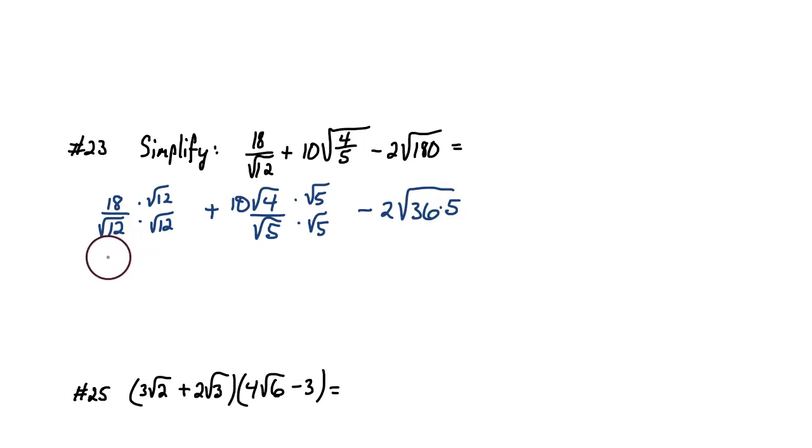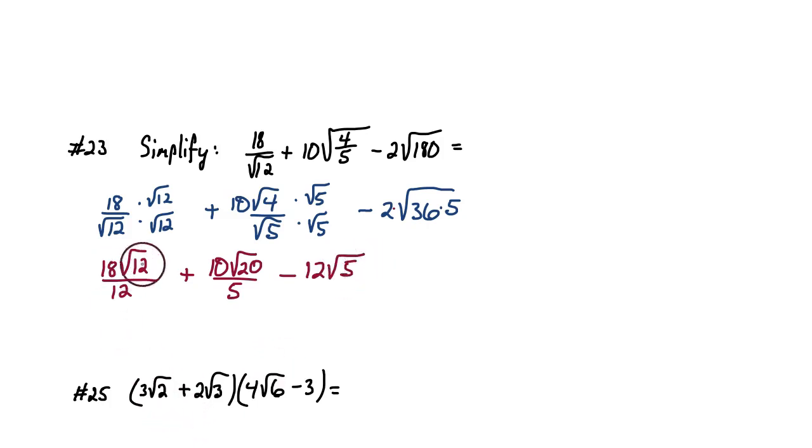Okay, next step. We have 18 square root of 12 all over a 12. Now here in the middle, we have 10 square root of 20 all over a 5. And now over here on the end, we have minus, and then the square root of 36 makes a 6. And that 6 will get times to that 2 right there. So we get 12 square root of 5.